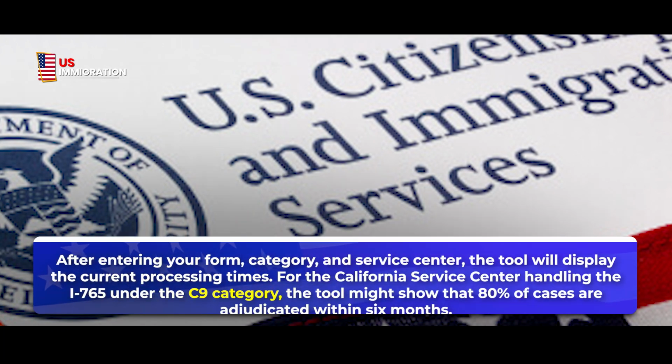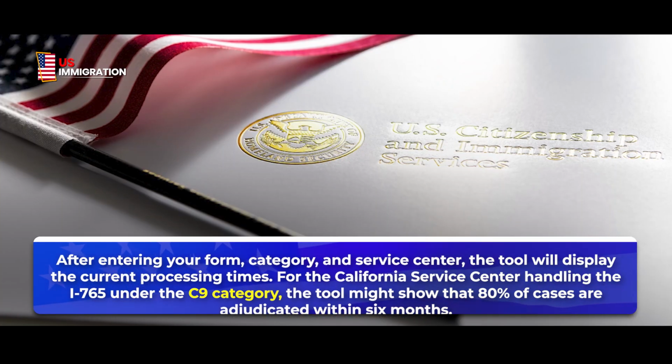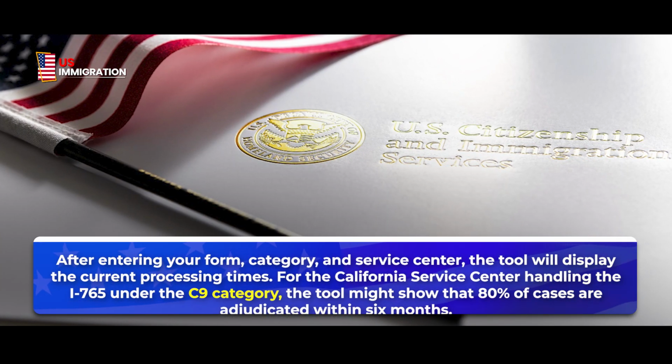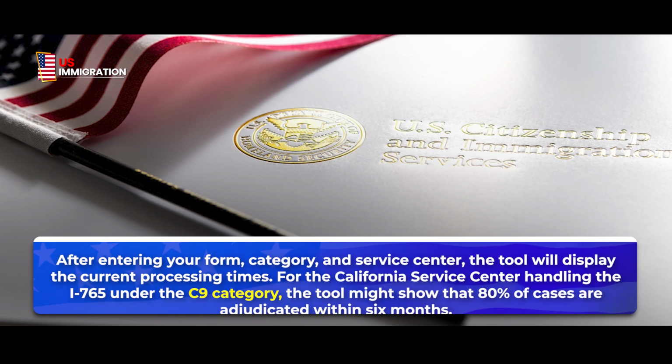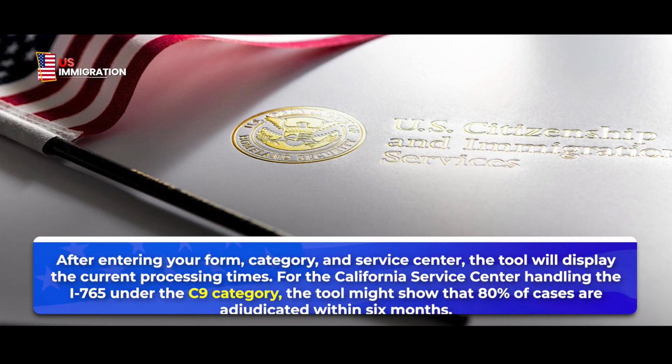Step 3. Checking current processing times. After entering your form, category, and service center, the tool will display the current processing times. For the California Service Center handling the I-765 under the C9 category, the tool might show that 80% of cases are adjudicated within 6 months.